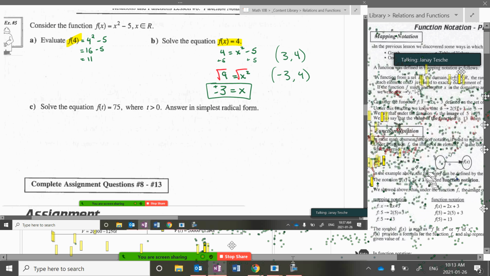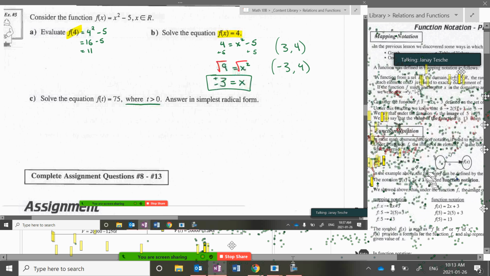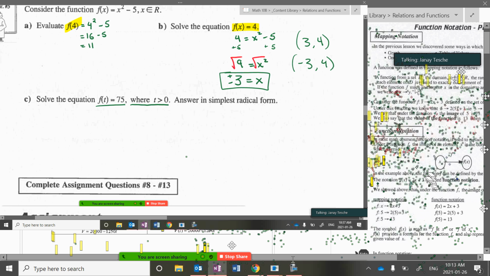Question C, they've added this piece of information where t has to be greater than 0. So they've slightly changed it here. So now it says f of t is 75. So now they're saying 75 is going to be equal to x squared minus 5. So I add 5 to both sides. X squared is equal to 80. Square root that. And I'm going to get like 8.9. But because they said it has to be greater than 0, it's only positive 8.9.